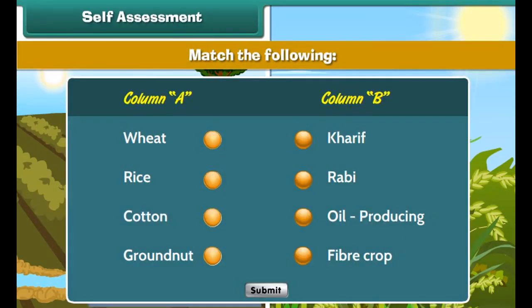Self-assessment. Match the following by dragging and dropping the buttons towards options.